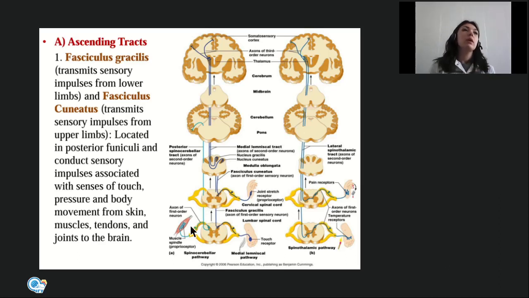Usually, all the ascending tracts receive their names from the location of the bodies of second and third order neurons, because the body of the first order neuron is always located in the dorsal root ganglion.